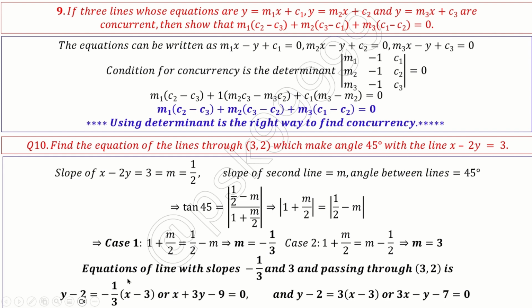Okay, so I need the equation of the line with slope minus 1 by 3 and 3 passing through (3, 2). So I'll get two equations. One is x plus 3y minus 9 equal to 0. The other one is 3x minus y minus 7 equal to 0.